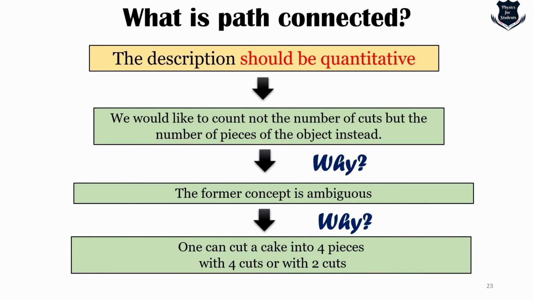Why? Because we can always say that in order to cut a cake into 4 pieces with 4 cuts, and somebody will say it is of 2 cuts. Right? So what we are now trying to find out, in order to get the description to be quantitative, we would like to count not the number of cuts, but the number of pieces, because counting cuts can be very ambiguous and it can be cut in different ways.